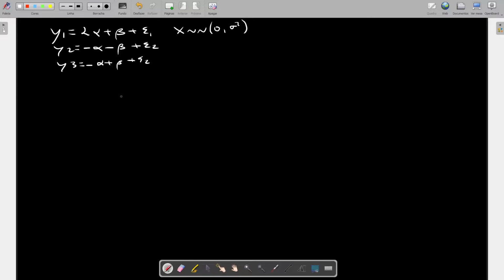Hey everyone, in this problem we are asked to find the least squares estimator for both alpha and beta. And this is a problem that's not complicated. The only thing that is complicated in these problems is the math. So let's go through this together in order to get the problem right.